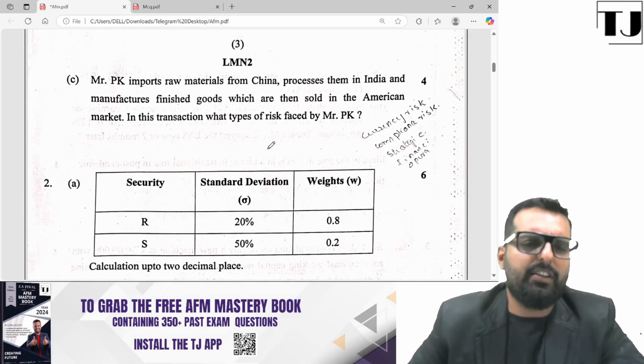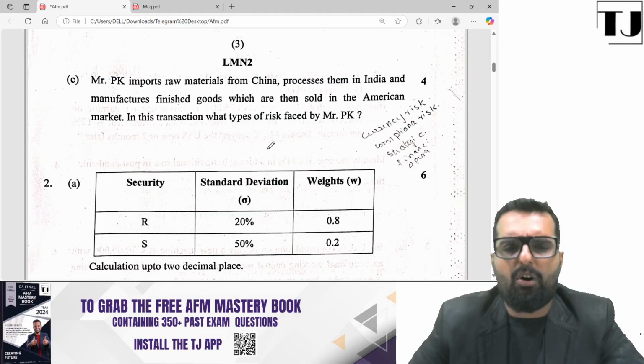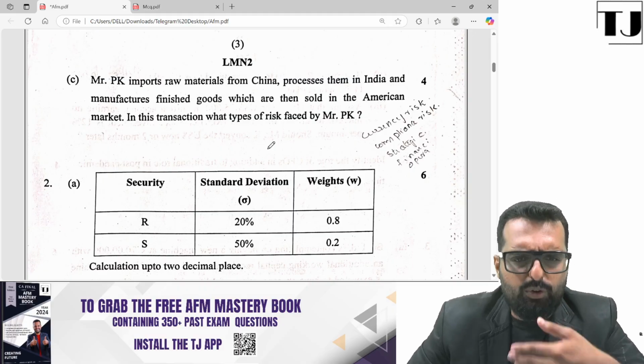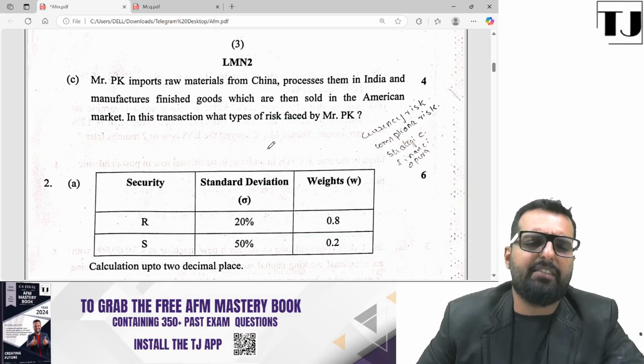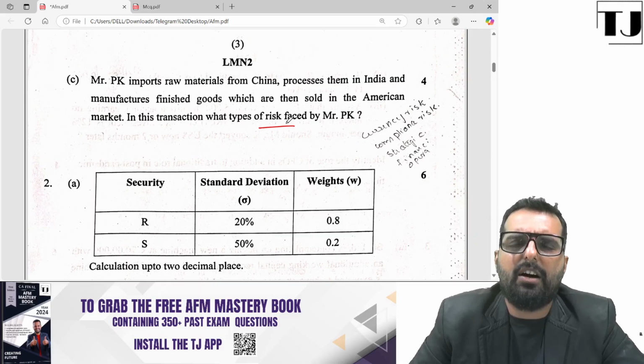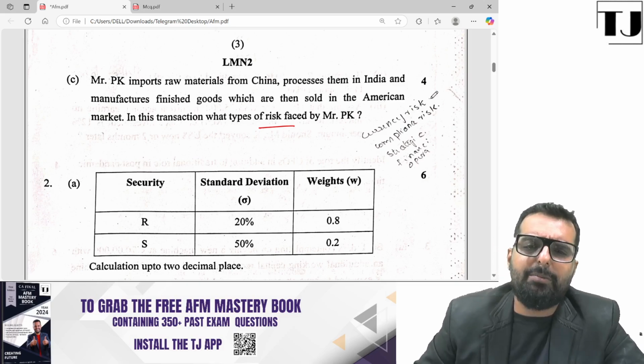The third question is a question where they are importing some raw material from China and they are manufacturing finished goods over here and then they are selling it. They are asking what are the types of risk faced. So friends, this is basically a question from the chapter of risk management. Over there, you have learned multiple types of risk. One of them is currency risk.